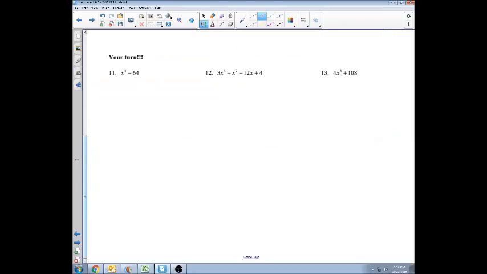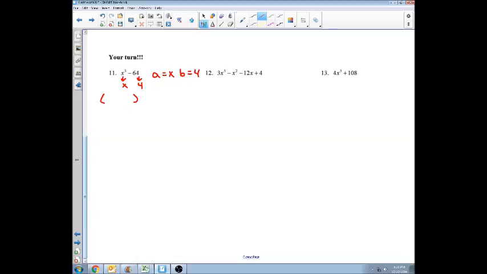All right, number 11. I'm looking at x to the third minus 64. Well, x to the third is obviously a perfect cube. It would be x. Is 64 a perfect cube? Yeah, it is. The cube root of 64 will be 4. Okay? So in this case, my a value will be x. My b value will be 4. It's the difference, which isn't a big deal.